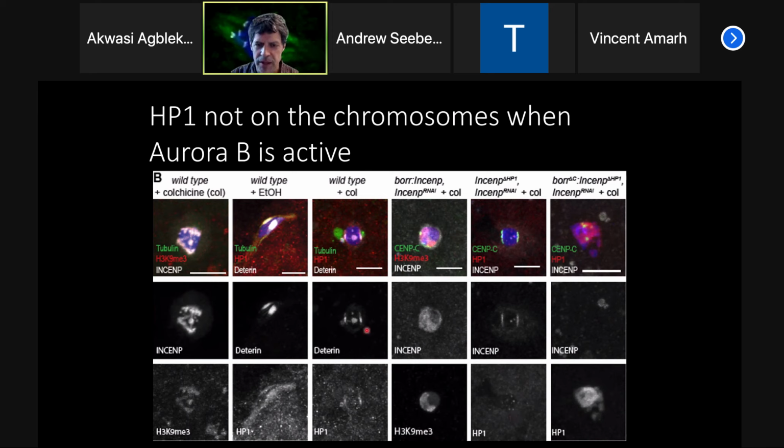Similar over here is wild type, that with colchicine treatment, the CPC goes to the chromosomes, but very little HP1 does. And just compare these two at the end, because this version of Borealin-INCENP cannot bind to the chromosomes, and therefore cannot recruit Aurora B to the chromosomes. Note that HP1 is very strong on the chromosomes. So these experiments show that if Aurora B is on the chromosomes and active, HP1 will not be. Okay? If Aurora B is inactive, HP1 can be on the chromosomes.